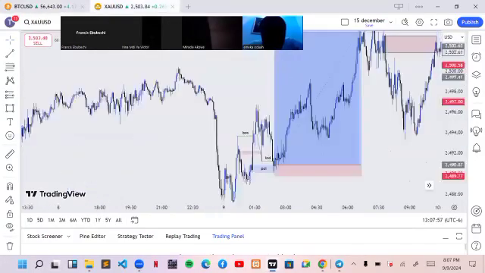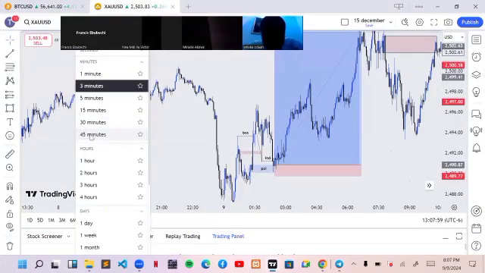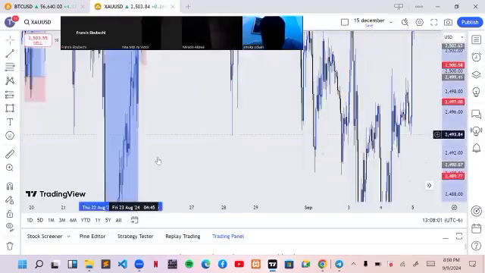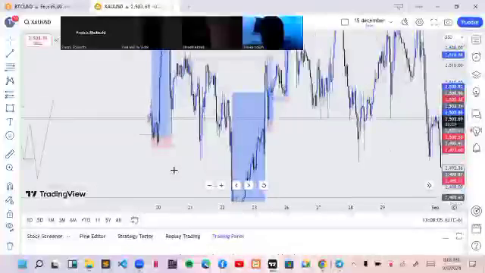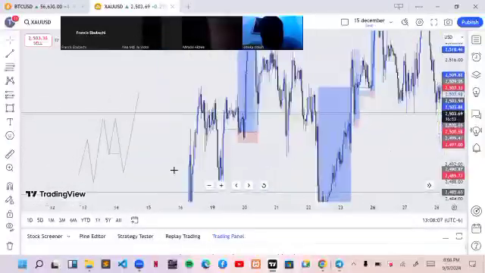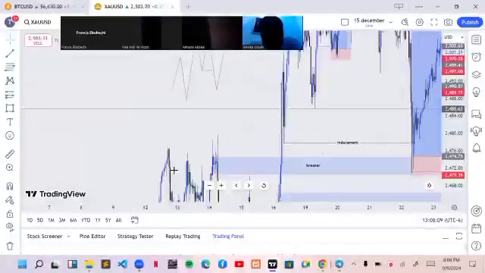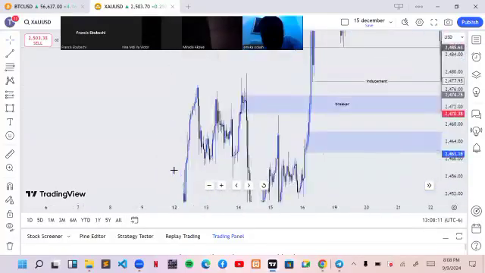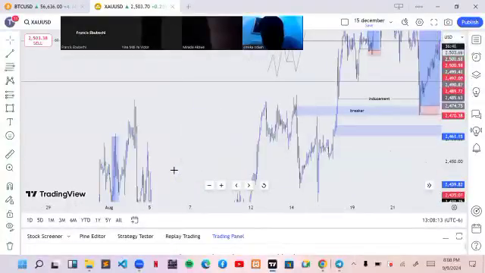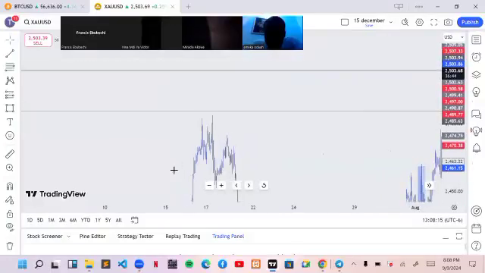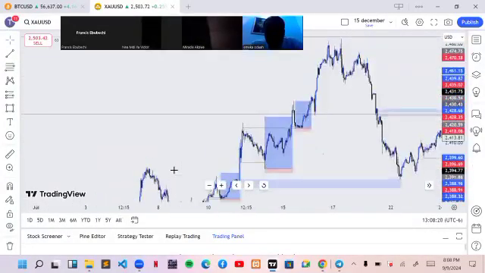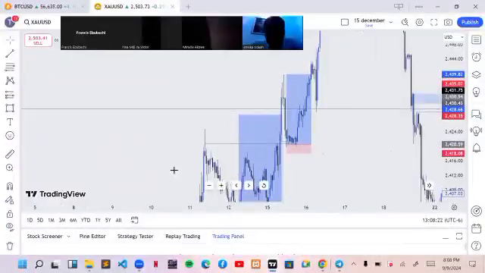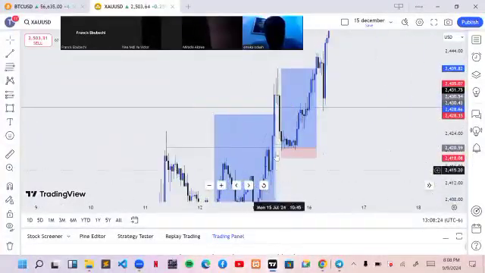I've already given an example of when you make use of a breaker block on gold. Multiple examples, actually, on gold making use of a breaker block. This, for example, is a breaker block here, also here, here. Pay attention. This is a breaker structure right here.